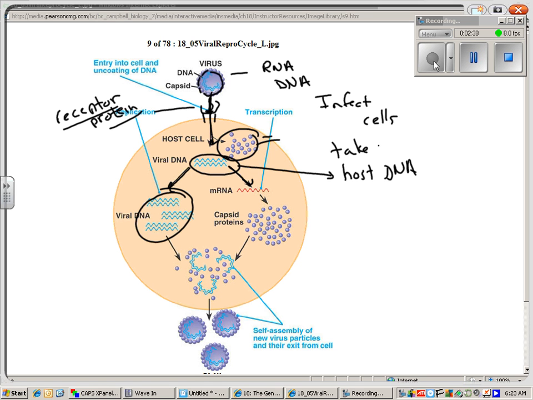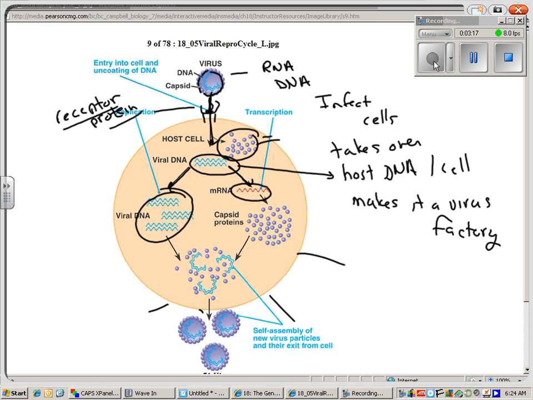So it takes over the host DNA, and the virus makes messenger RNA. Okay, so it takes over the host cell and makes it a virus factory. So the virus will start reproducing inside of the cell, and the cell will actually produce viruses. So if you infect a throat cell with the influenza virus, it will start reproducing in there and make more and more virus until the cell explodes, and out come all new virus particles.